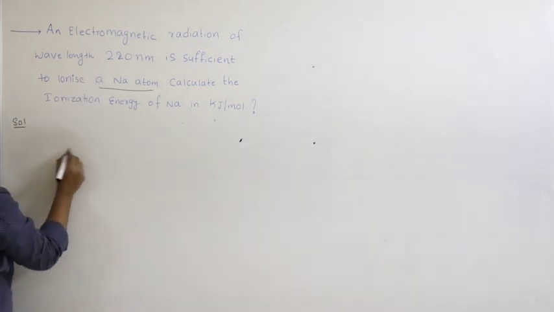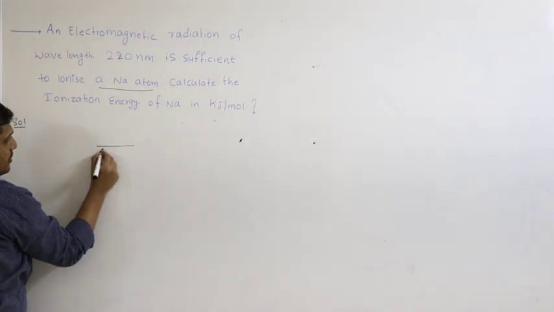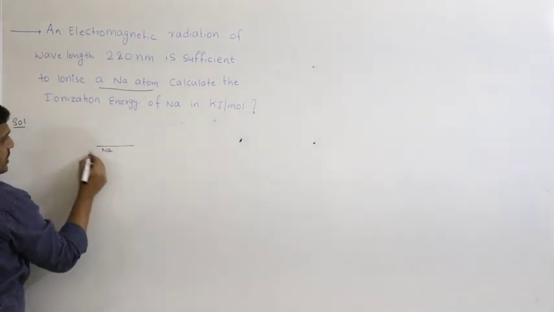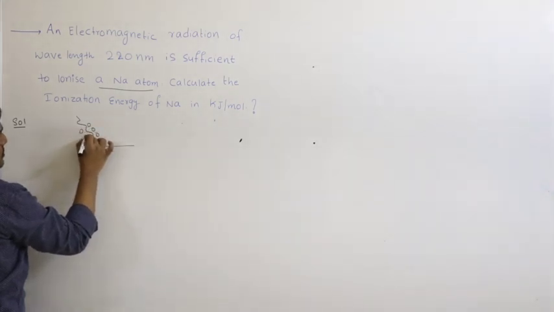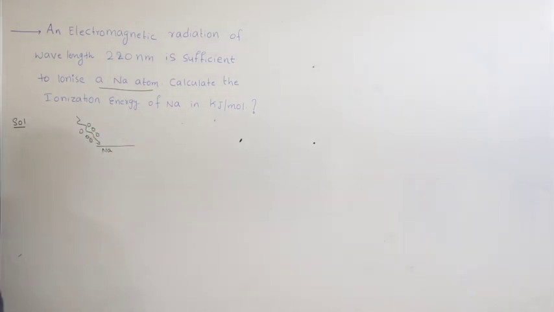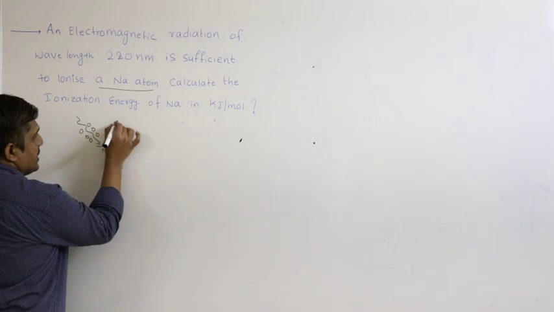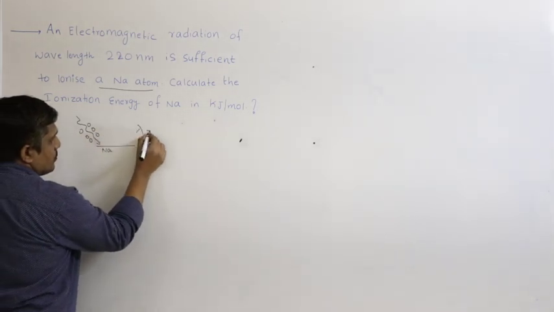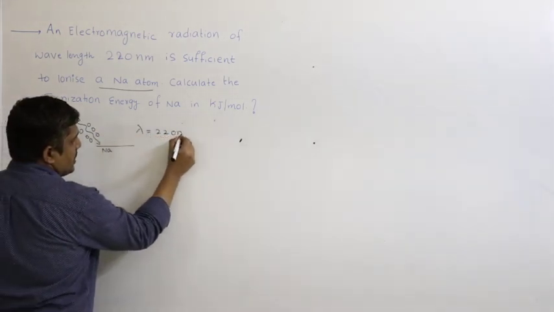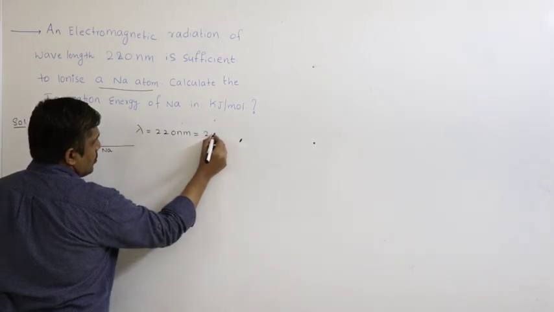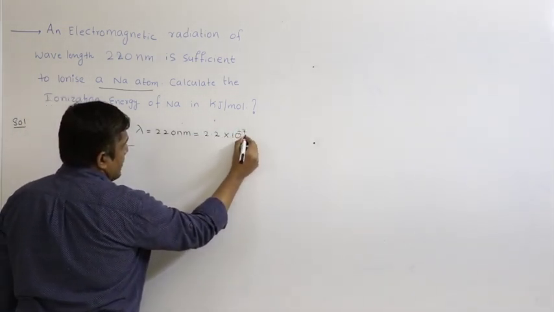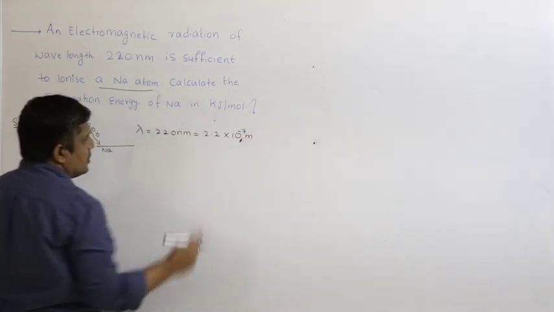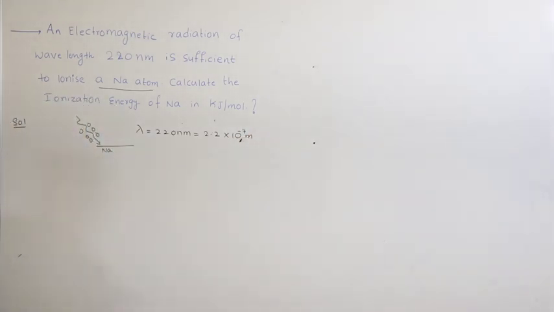So, what we are doing is we are taking some sodium metal, and light radiation is falling on it. So, it is undergoing ionization. The wavelength associated is 220 nanometers, which is 2.2 into 10 power minus 7 meters.